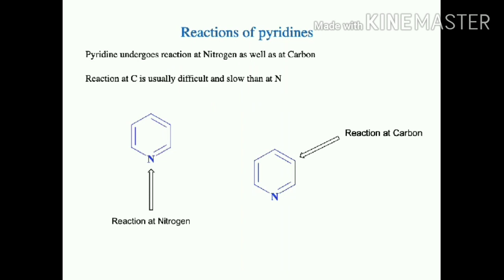So if we come to the reactions of pyridine, pyridine undergoes reaction at nitrogen as well as at carbon. If you carry out a reaction on pyridine, there are two possibilities. It can react at nitrogen as well as carbon. But reaction at carbon is usually difficult and slower than at nitrogen. So nitrogen is going to react faster compared to the reaction at carbon. Pyridine is going to show electrophilic addition reaction, electrophilic substitution, as well as nucleophilic aromatic substitution reaction.